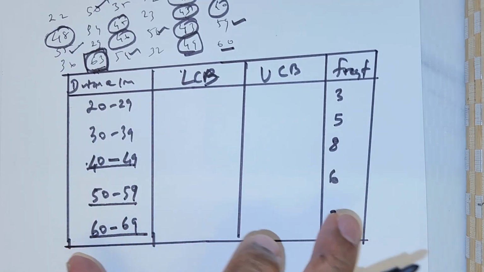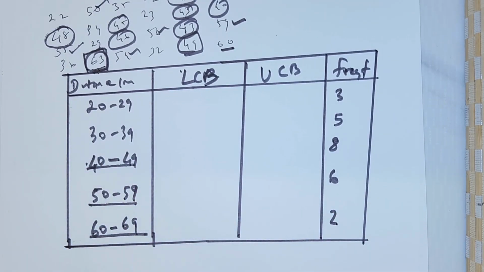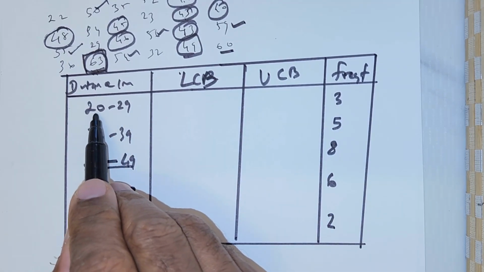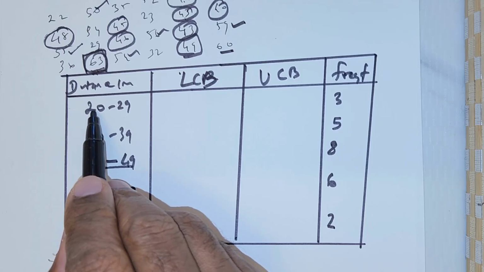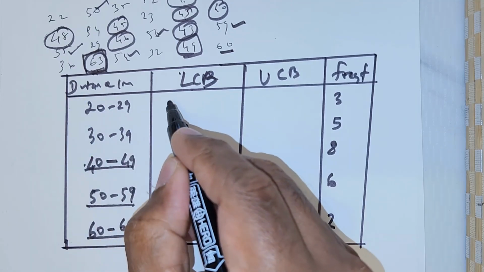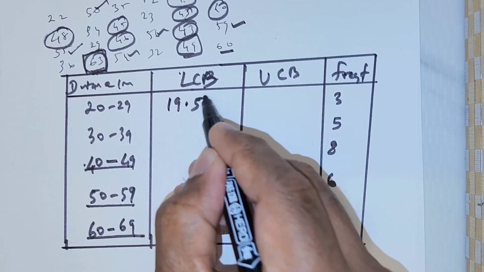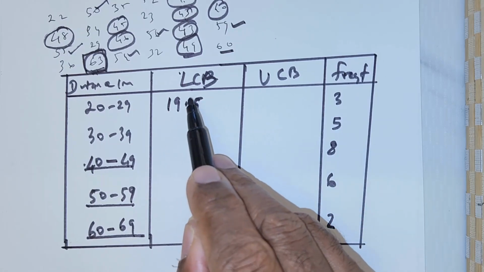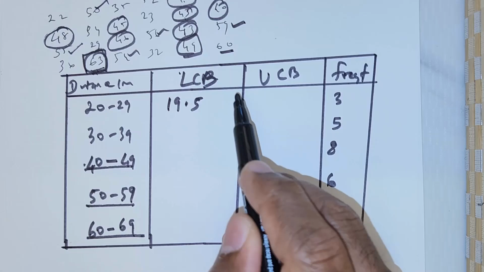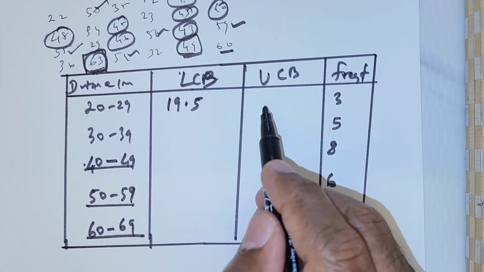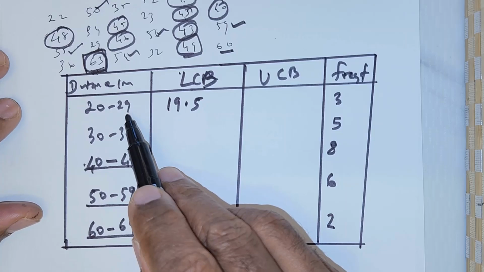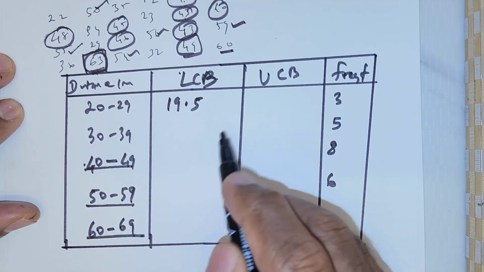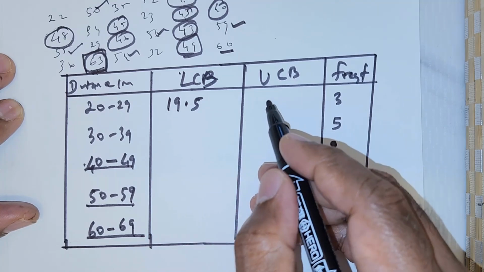So after you have completed the frequency and this distance table, you have to go to the lower bound. Lower bound, you see, actually you need to go 0.5 units before 20. So that's going to be 19.5. That's going to be my lower bound. It's called a lower class bound or lower class boundary. Now for upper, anything 0.5 units above this 29, that will be the upper bound.